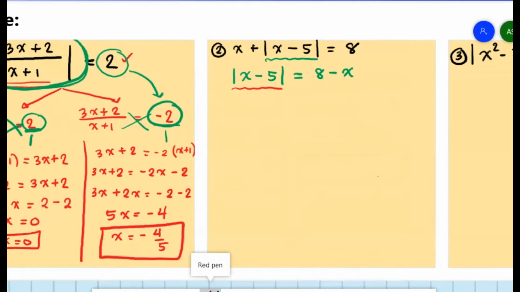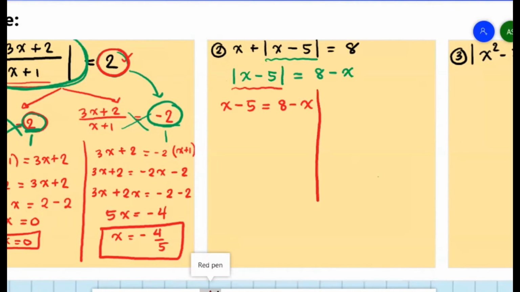Right, so we will do the same thing that we did in question number 1 by having two different cases. Okay, so that means your first case will be x minus 5 is equal to 8 minus x. So it's the same thing that happened in question 1. As you can see, the term inside the modulus is equal to whatever is the term on the right side of your equation. So x minus 5 is equal to 8 minus x.